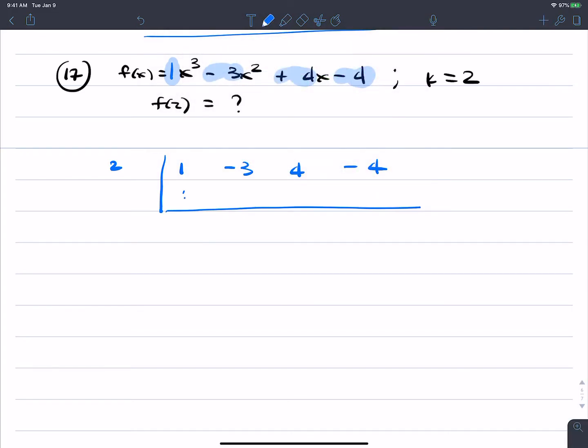We're going to start by bringing down the 1. And so 2 times 1 will give you 2. Negative 3 plus 2 is negative 1. Repeat the process. 2 times negative 1 is negative 2. 4 minus 2 is positive 2. Repeat the process. 2 times 2 will give you 4. Negative 4 plus 4 again happens to be 0. So again, this is our remainder.